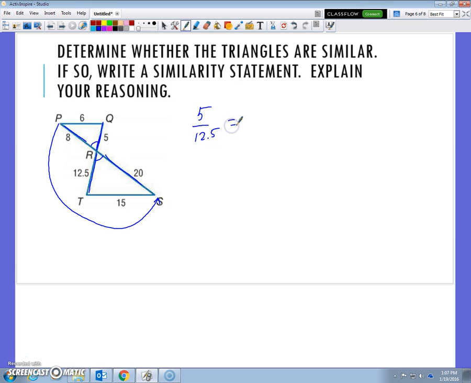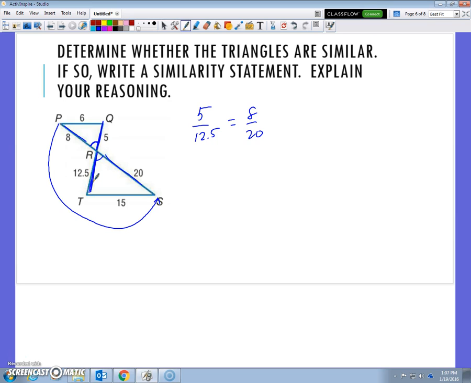And I'm going to compare that to 8 over 20. Okay, I'm going to compare the 5 over 12.5 if I had rotated this. And I'm going to compare the 8 to the 20. And since I already have the included angle, I know that's out of the way because that's in between the 5 and the 8 and the 12.5 and the 20. So now it's just a matter of seeing if this ratio, this proportion, is a true statement.